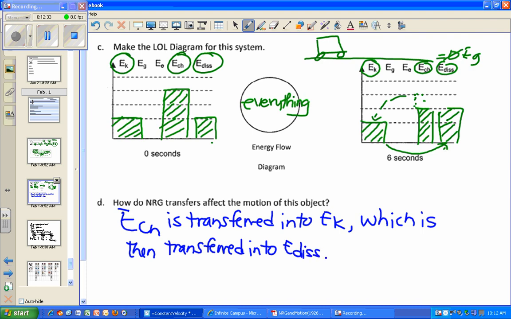Okay, so there's energy transfers constantly taking place to maintain that constant velocity. The energy from the chemicals in the gas are transferred into the motion of the car, which is then transferred into heat and sound and light and things like that. Questions about that?